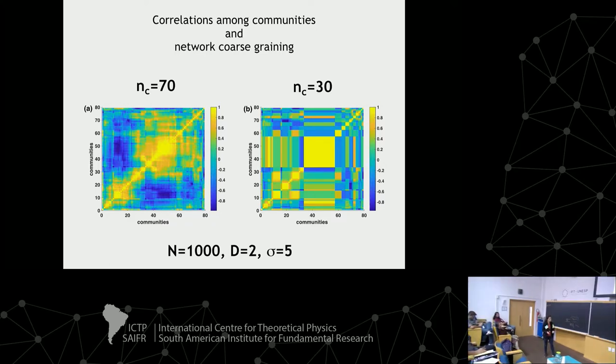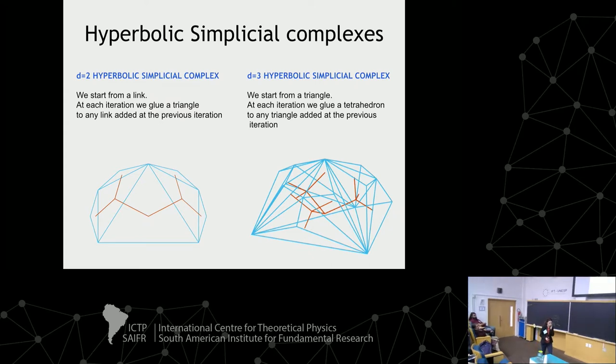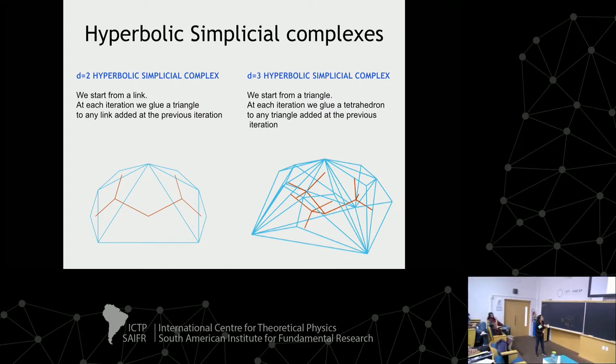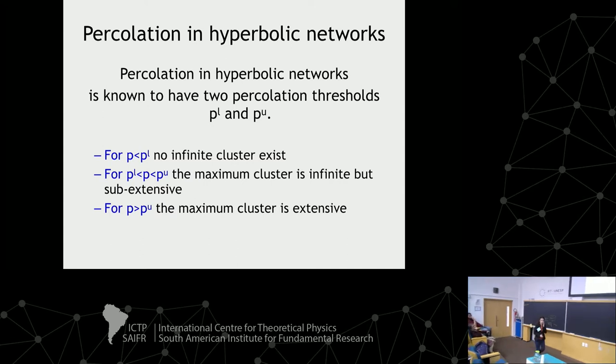In the few minutes that remain, I want to tell you about another line of research, which is on percolation, and in particular on topological percolation. For this problem, we consider the regular hyperbolic network started from the links, and you attach triangles iteratively, or you start with the triangle and you attach tetrahedra iteratively. And these are hyperbolic networks, mainly characterized by having not one percolation transition, but two, the upper and the lower percolation transition.